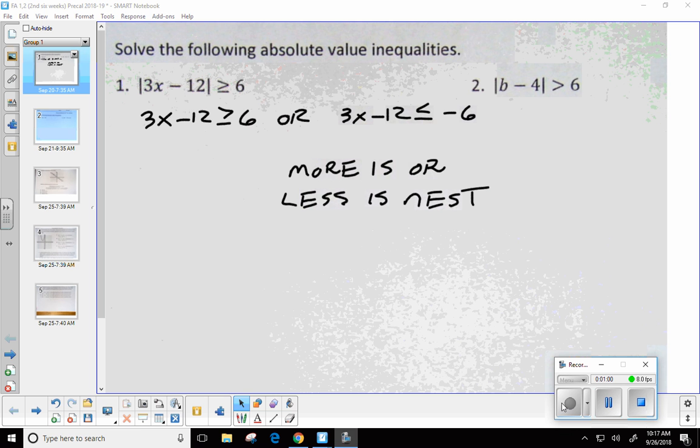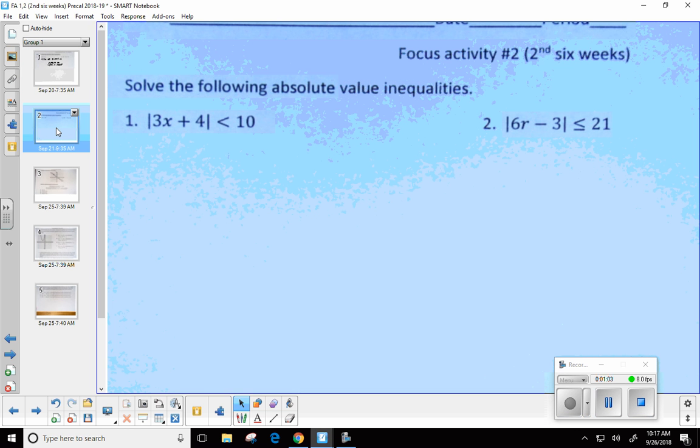Now I'm going to go ahead and focus on "less is nest," which is this focus activity. So what's the difference between these problems and the ones we were just talking about? These are less than. So there is a specific way to solve them if it's a greater than or a less than. And to help you remember, it's that rhyme. And it's probably one of the silliest rhymes I think I've ever heard in my life, but it can help you remember what to do. So more is or, less is nest. And it does not matter if it's strictly less than or if it's less than or equal to.